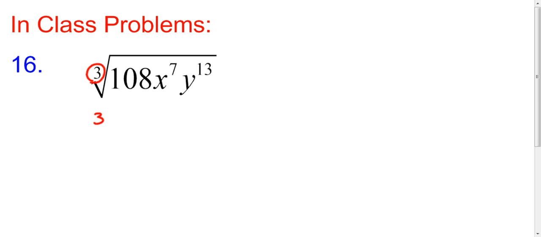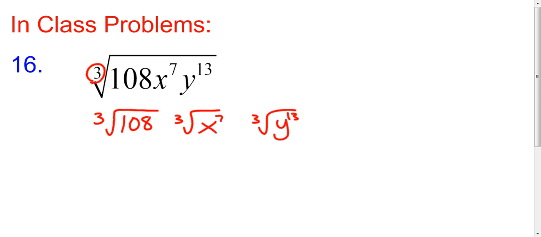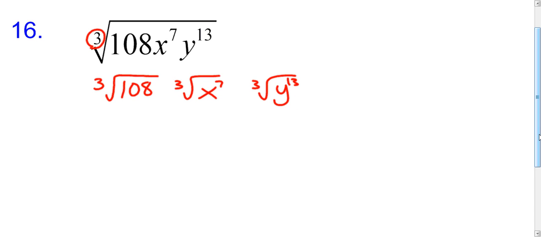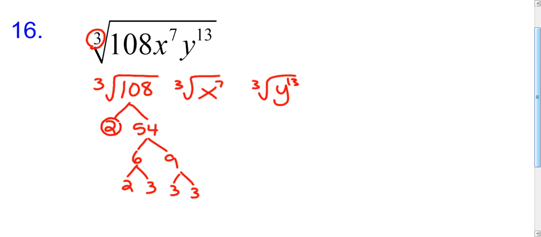And so I will just think about this as three separate radicals, and we will think about simplifying each one at a time, okay? So this 108, we're going to prime factor that, and 108 does happen to be an even number, and 108 would be 2 times 54. So I am going to break this down as 2 times 54, which can be broken down into 6 times 9, which can be broken down into 2 times 3, and then the 9 can be broken down into 3 times 3. So here are all of your prime factors here.